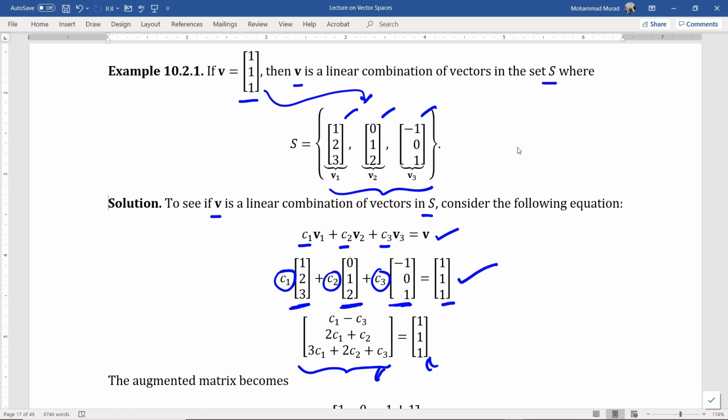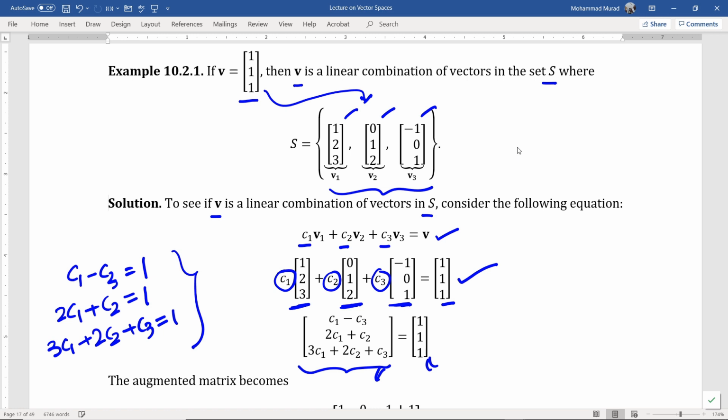So these two vectors will be equal if and only if these equations hold true. So we have a 3 by 3 system of linear equations. We want to solve this system for c1, c sub 2 and c sub 3.